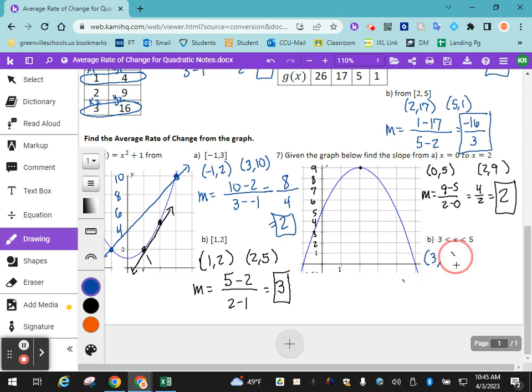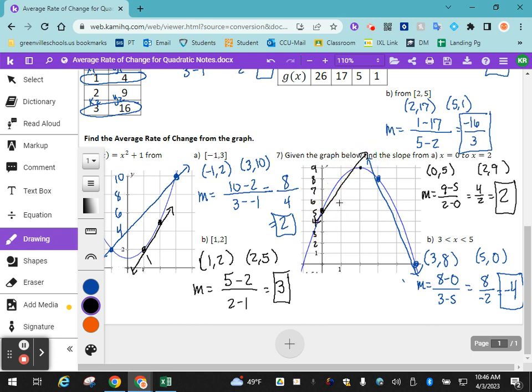And then 3 something, 5 something, 3, 8, 5, 0. So m would equal, I'm going to reverse it. 8 minus 0 over 3 minus 5. 8 over negative 2, negative 4. So this has a negative slope between these 2 points, which makes sense because it's to the right of my vertex. But these have a positive slope. And this one's steeper than that one.